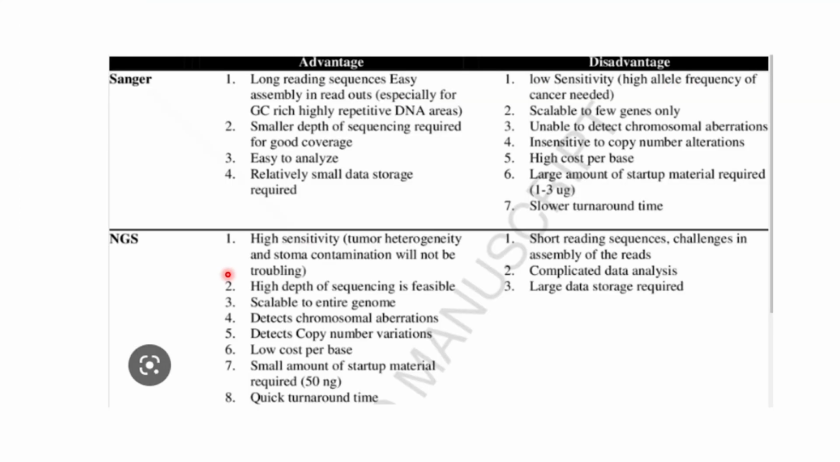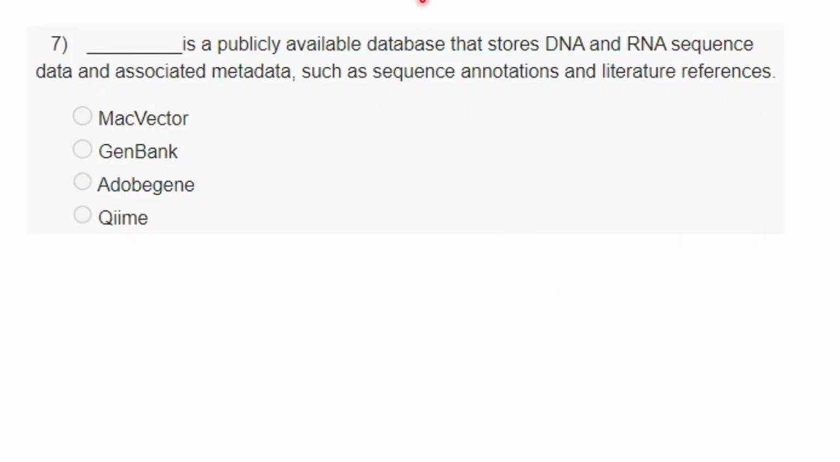Some of the advantages I've already talked about, but these are also some of the advantages that you can check for Sanger and the next generation sequencing, and the disadvantages are also over here. Moving on to the next question. This is a publicly available database that stores DNA and RNA sequence data and associated metadata, such as sequence annotations and literature references. Which one do you think is the correct answer?